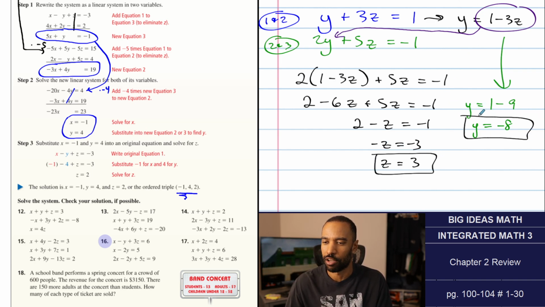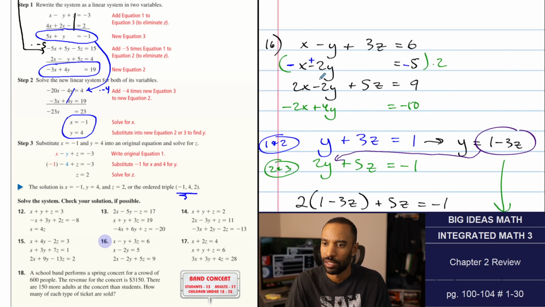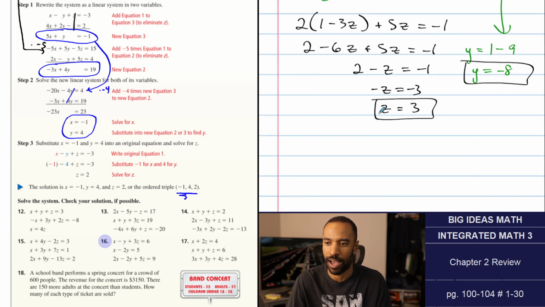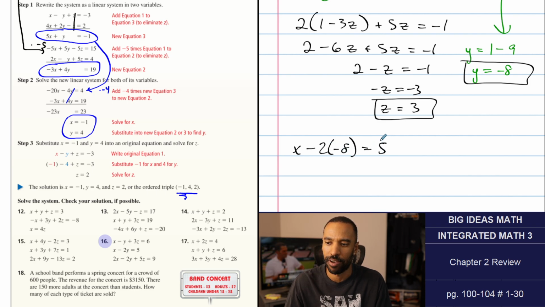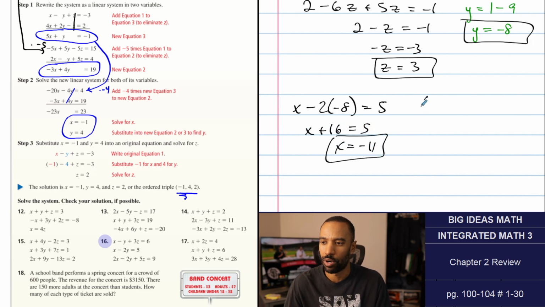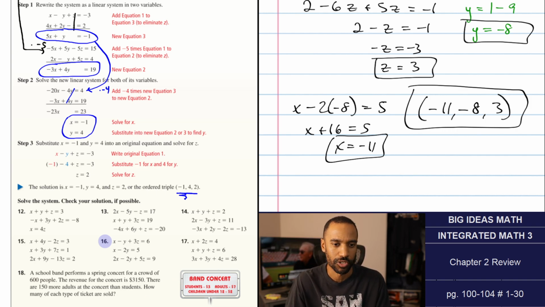x was not by itself in any of my equations up top, but let's substitute them in. 3 and -8, and let's use this middle equation. x minus 2y equals 5. Remember, that's what it originally was. I'm going to take advantage of not having z there. x plus 16 equals 5. x equals -11. So my final ordered triple here is -11, -8, 3. That's the one that you ultimately box. That's what we had as a whole.